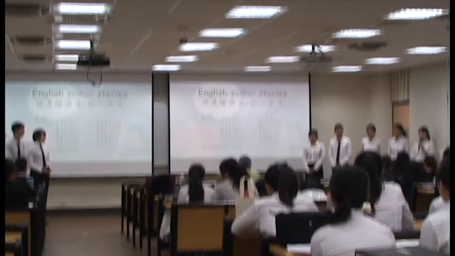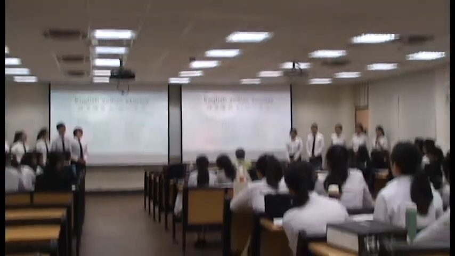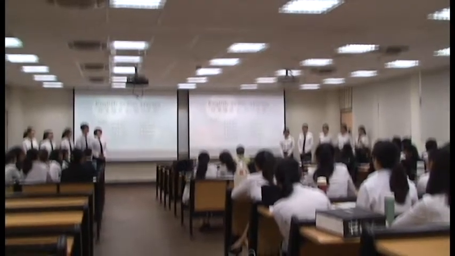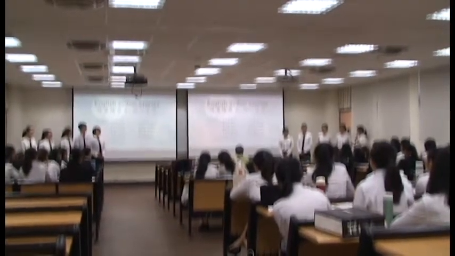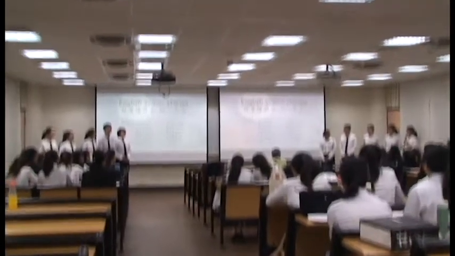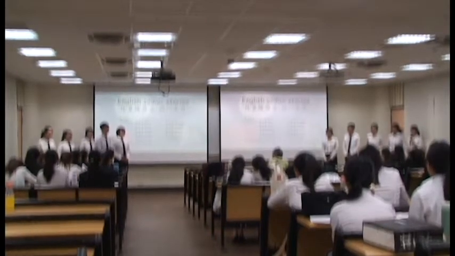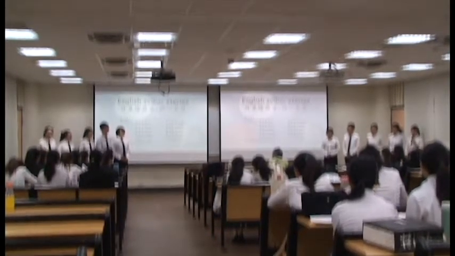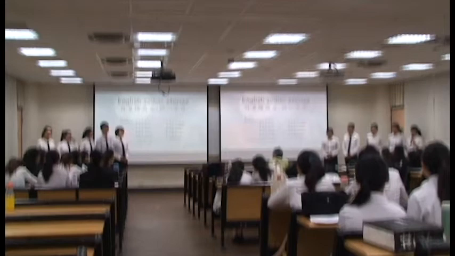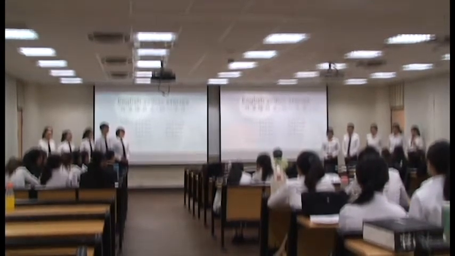Good morning, everyone. We are Group 1. Our topic is English Zodiac Stories. I'm Crystal. These are my group members: Chloe, Vanessa, Jackie, Janet, Eunice, Ryan, Jerry, Janice, Gina, and Coco. And our instructor is Lillian Zhang. This is our agenda. Please take a look.